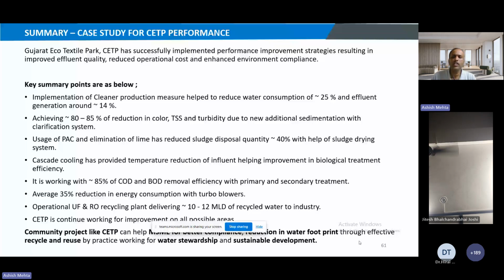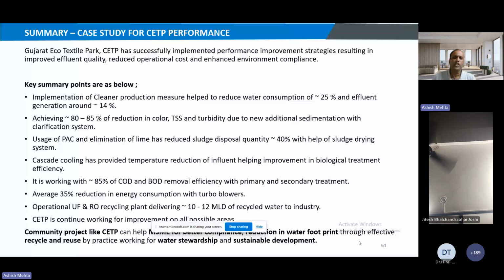And all the designed components in the CETP and ZLD plant must achieve their maximum performance. For that, there has to be evaluation, there has to be optimization, and there has to be continuous focus through the measures of jar test, through the measures of evaluation, and so on.